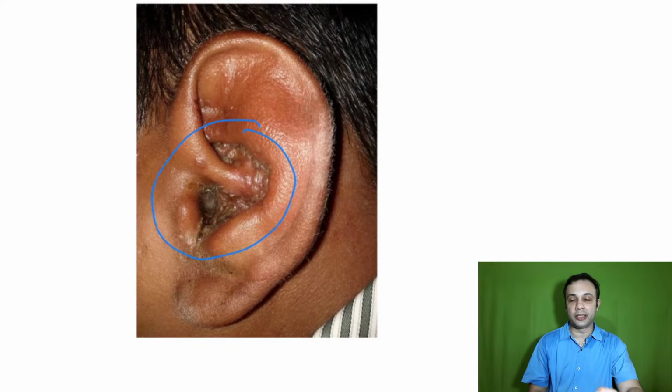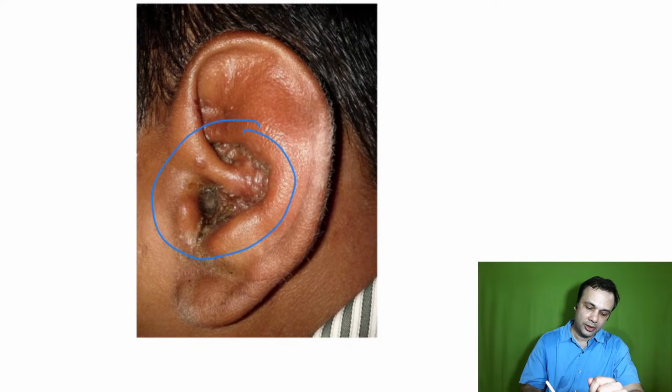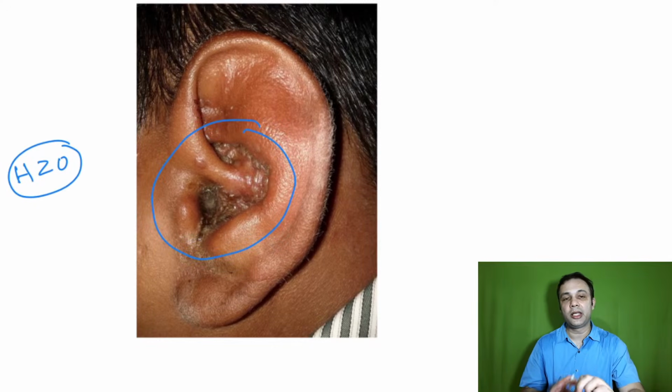Vesicles on the external ear. Diagnosis of what is the diagnosis? Herpes. Yes. So herpes zoster oticus, Ramsay Hunt syndrome.